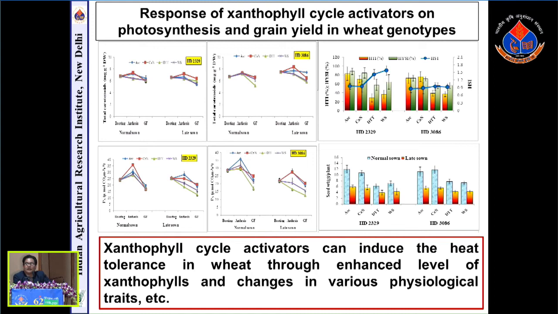And then this is the effect of the xanthophyll cycle activator on photosynthesis and grain yield. You can see that in both the genotypes, the rate of photosynthesis was improved under heat stress conditions with the application of these chemicals, and the heat tolerance index was also improved, and both the genotypes showed an improvement in their grain yield with the application under late planting conditions. So the study concluded that xanthophyll cycle activators can improve heat stress tolerance in wheat genotypes through enhanced levels of xanthophylls and changes in various physiological traits like membrane stability, rate of photosynthesis, etc.